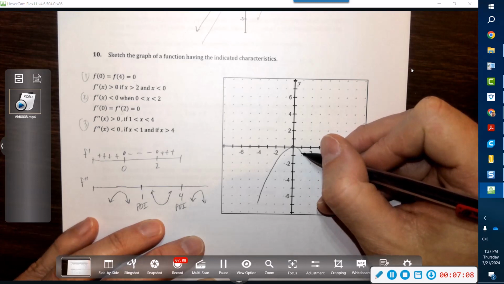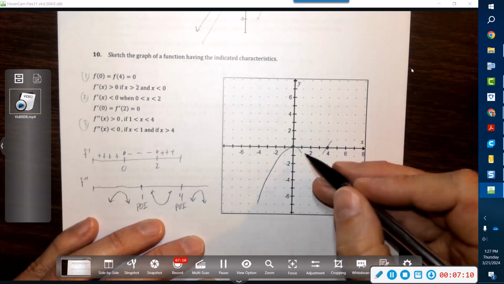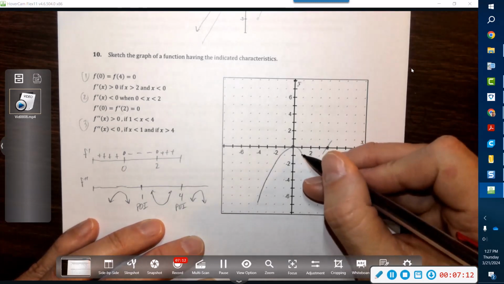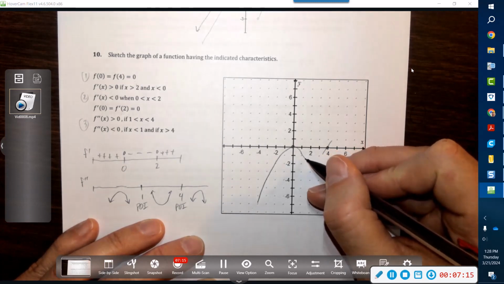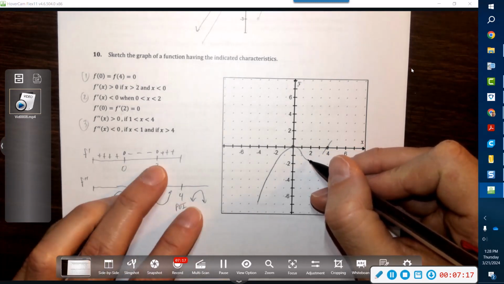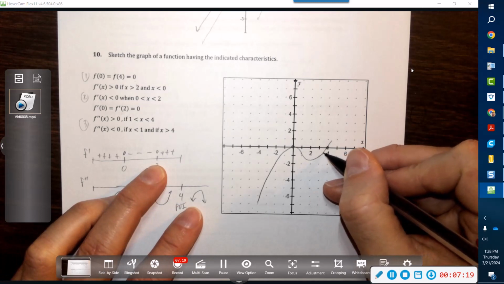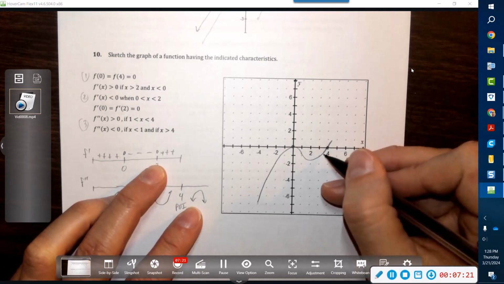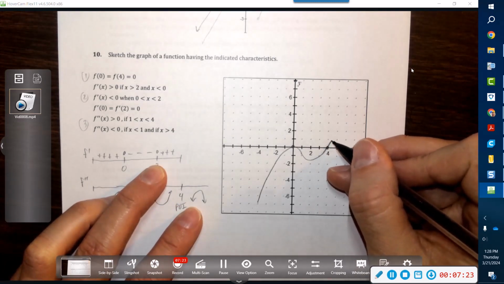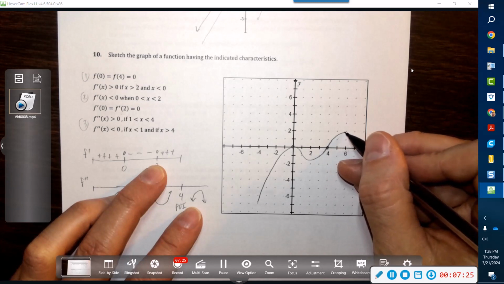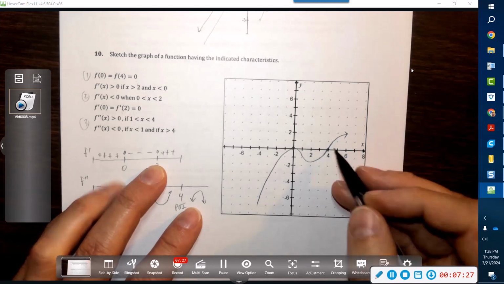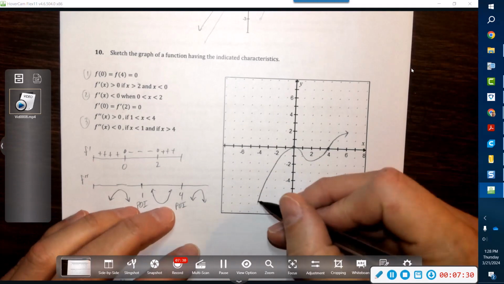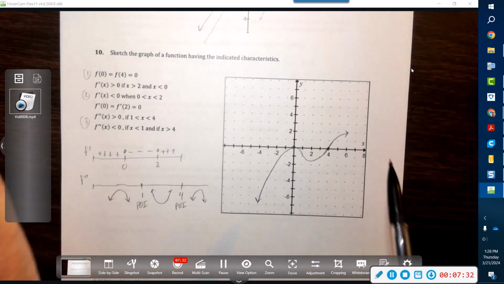Okay, but then at 1 is where the transition happens from concave down to concave up. So at 2 is where he actually starts to go up. Okay, and there's our point of inflection. Then this guy has to come back down. Okay, now we don't know any other information after 4, but that's pretty much it.